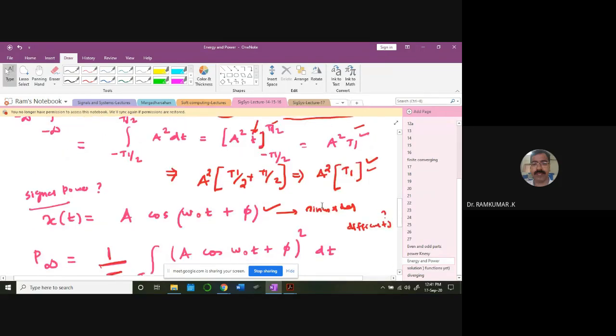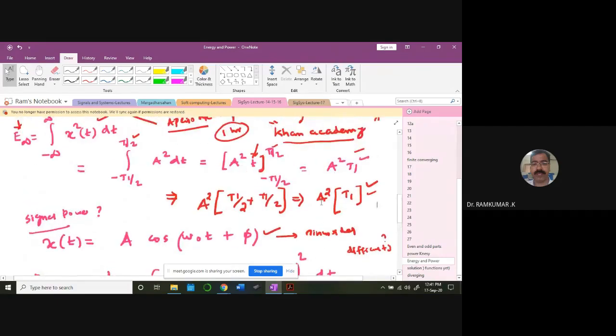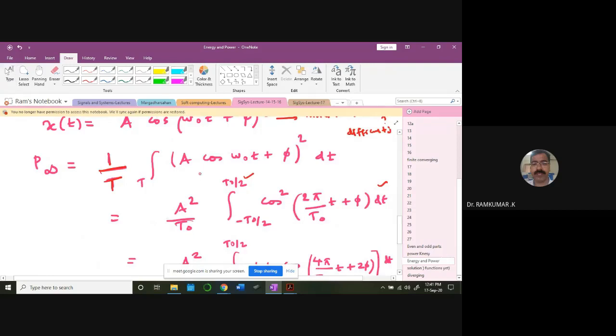Now look at this integration. Look at this one. How I am doing it: A cos omega naught t plus phi, the whole square, dt.